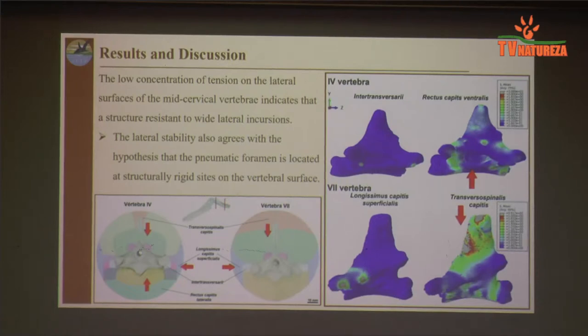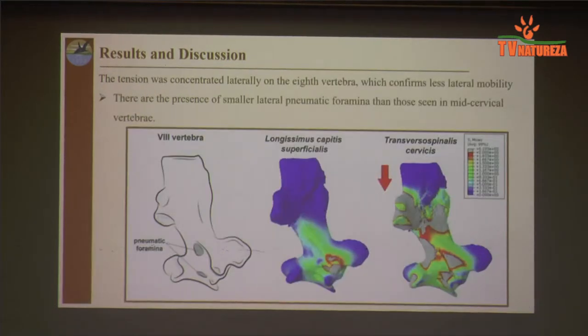The low concentration of tension on the lateral surface of the mid-cervical vertebra, this area, indicates structural resistance to wide lateral incursions of the neck and lateral stability. It also agrees with the hypothesis that the pneumatic foramen is located at structurally rigid sites on the vertebral surface. The pneumatic foramen is here. The tension was concentrated laterally on the eighth vertebra, which confirms less lateral mobility than observed in mid-cervical vertebrae. And there is the presence of smaller lateral pneumatic foramina here, than those seen in mid-cervical vertebrae, this area, right?